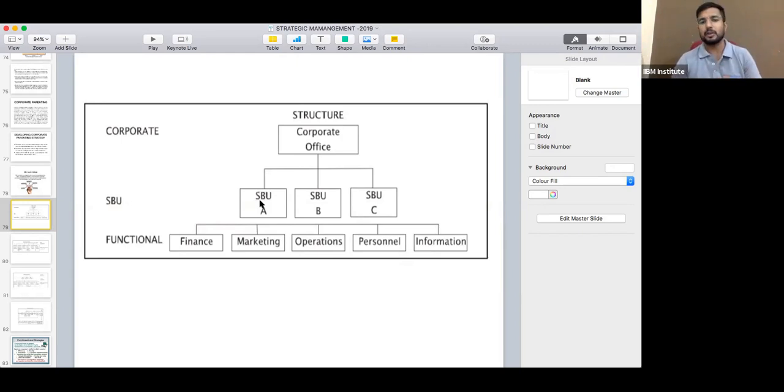So this is a very basic, important concept of what the SBU is all about. I hope it's clear, guys. What is strategic business units?